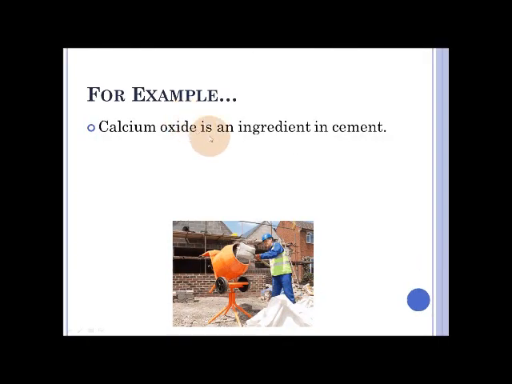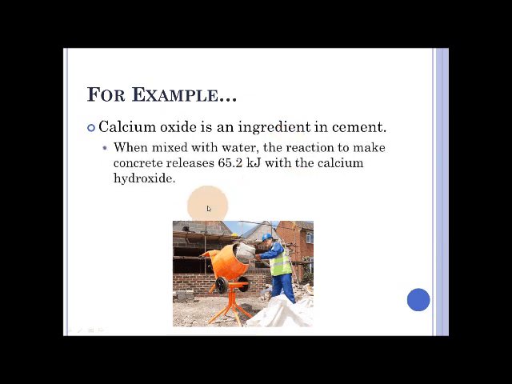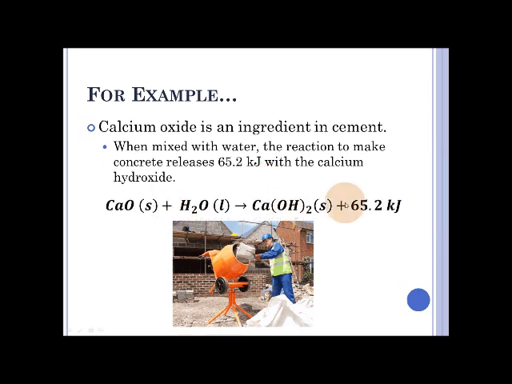For example, calcium oxide is an ingredient in cement. When mixed with water, the reaction to make concrete releases 65.2 kilojoules with the calcium hydroxide. You can see the equation with all the letters.